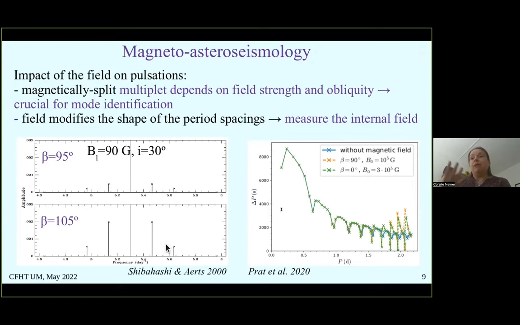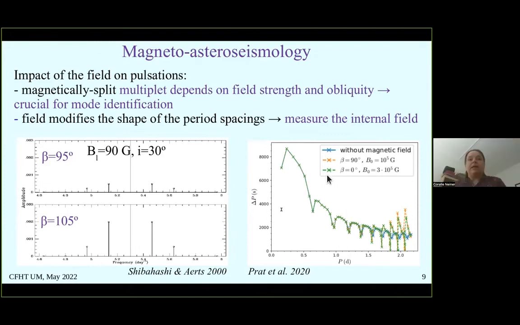And so the number of peaks you see in the multiplets depends on the strength and obliquity of the magnetic field. So it's very important that you know in advance what the magnetic field is in the star before you try to identify the pulsation modes that you can find with TESS, for example.